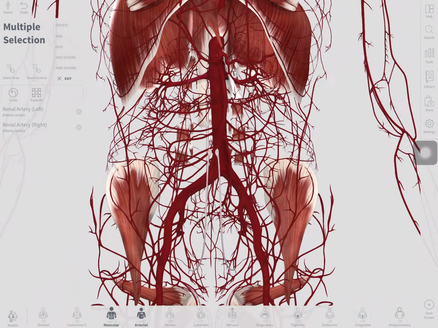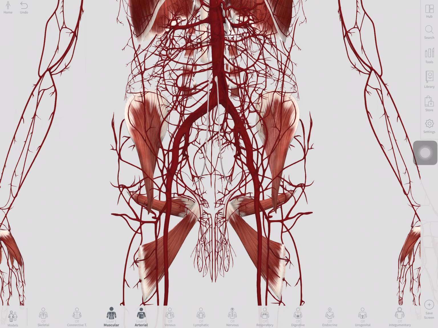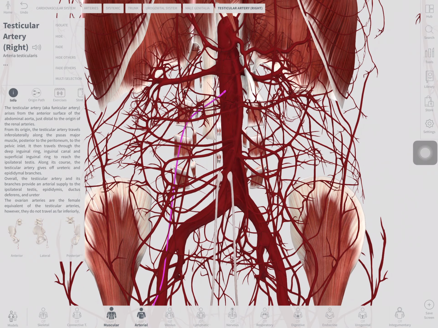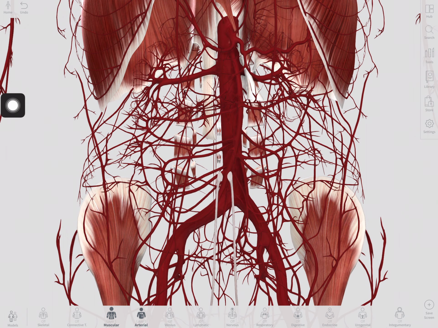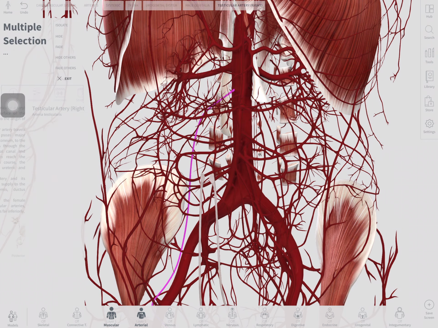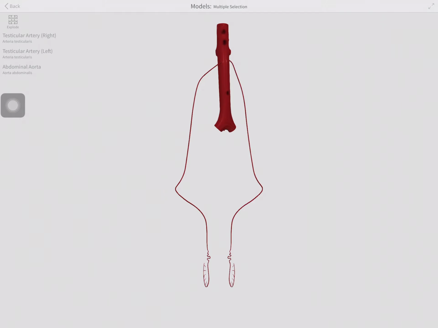Okay, the testicular artery that is in male, this is the right testicular artery. You can see the branch is originating from the aorta directly. This is the right testicular artery and this is the left testicular artery. You can see this is a pair.